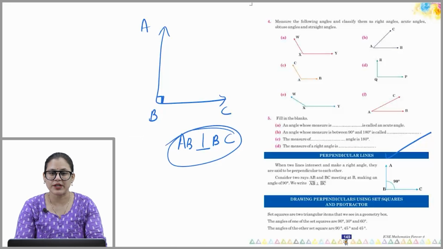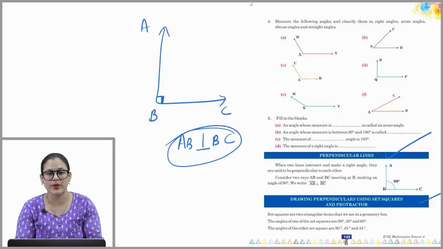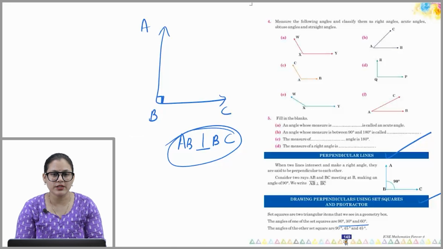Okay. Drawing perpendicular using set squares and protractor. Set squares are two triangular items that we see in our geometry box. The angles of one of the set squares are 90 degrees, 30 degrees and 60 degrees, and the angles of the other set square are 90 degrees, 45 degrees and 45 degrees.